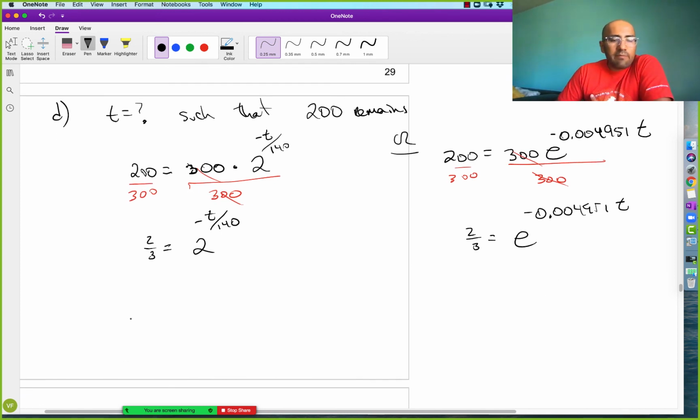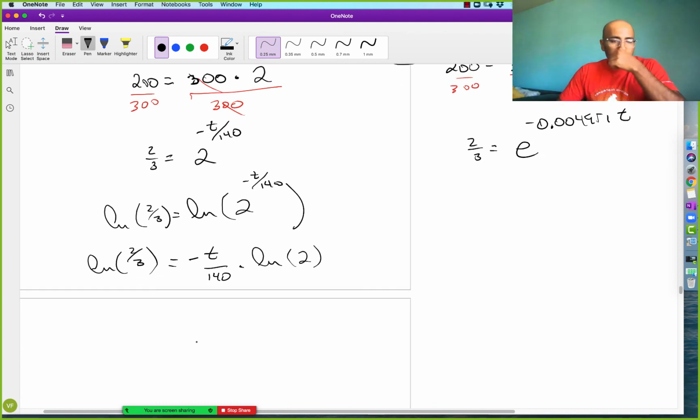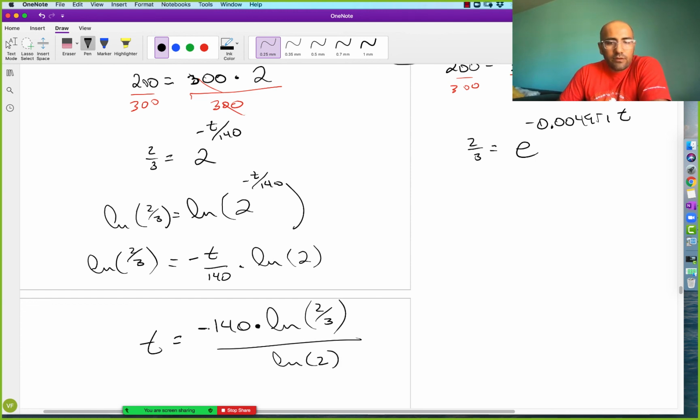Either way, I'm going to apply my favorite log. It doesn't matter which log you apply. So let's do ln. So it'll be ln of 2/3 equals ln of 2 to the negative t over 140. I get to use our property of logs that the exponent goes out in front. That'll help me solve this. This will be negative t over 140 times ln of 2 equals ln of 2/3. Dividing both sides, or multiplying by its reciprocal if you want to think about that instead, we end up with t equals 140 times ln of 2/3 divided by ln of 2, and there's this extra minus in there.